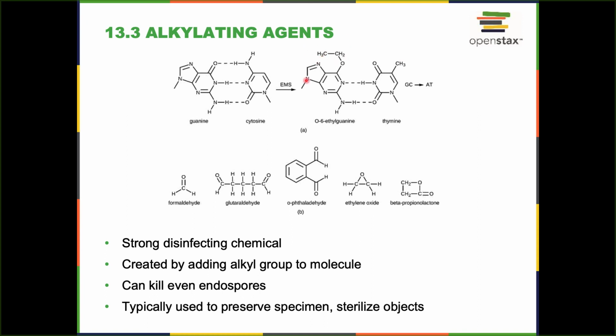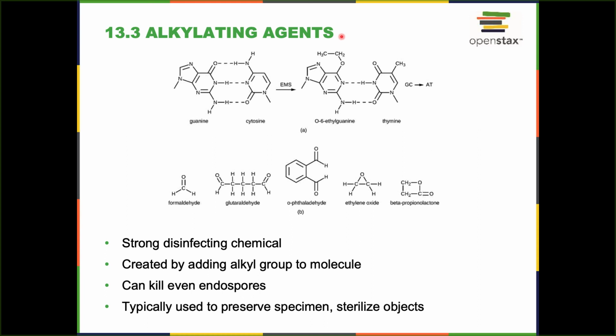Oh, sorry, it's right over here. So here's guanine, and then here this is ethyl guanine because it's got this. These two carbons are an ethyl group, right? So it's been alkylated, and that then starts to affect, of course, DNA structure, which will eventually lead to cell death, right? Because endospores also have DNA, alkylating agents work really well against endospores.